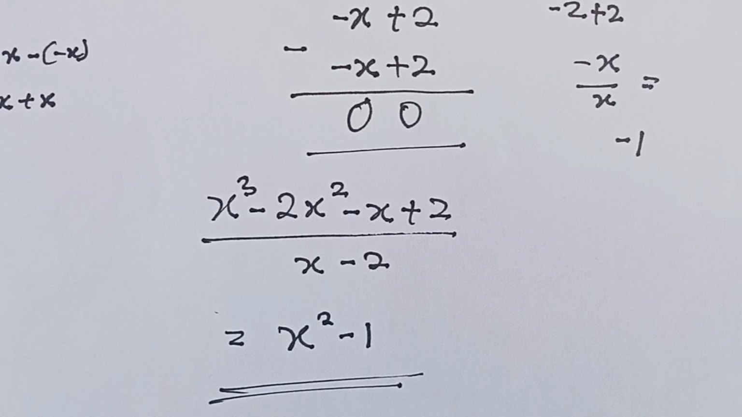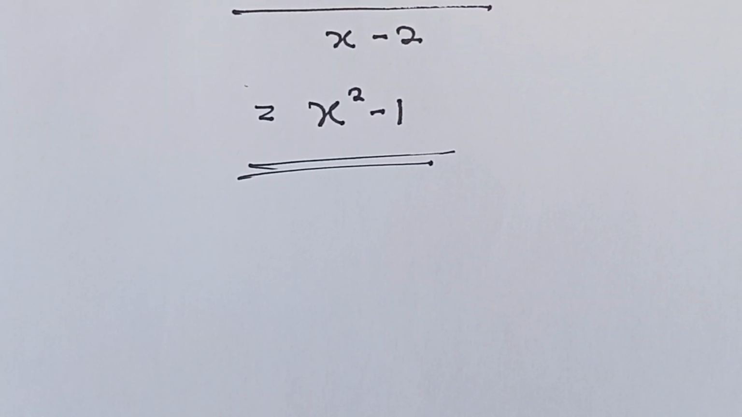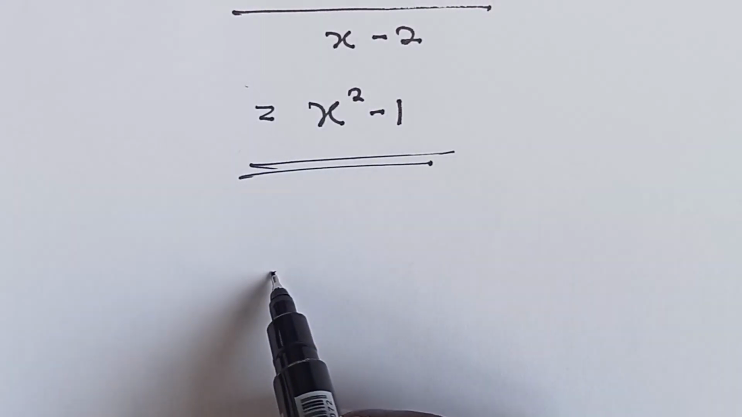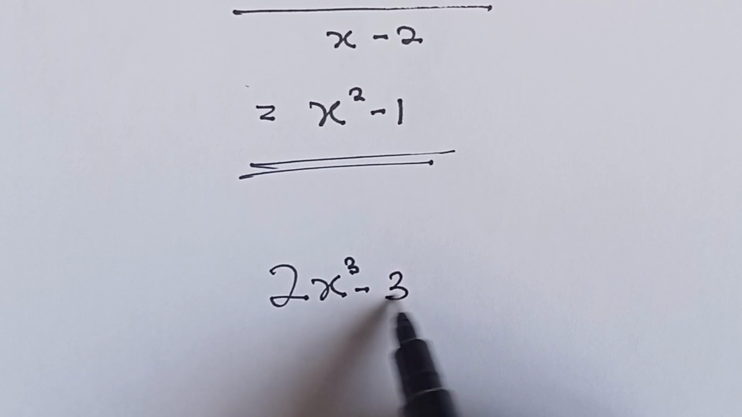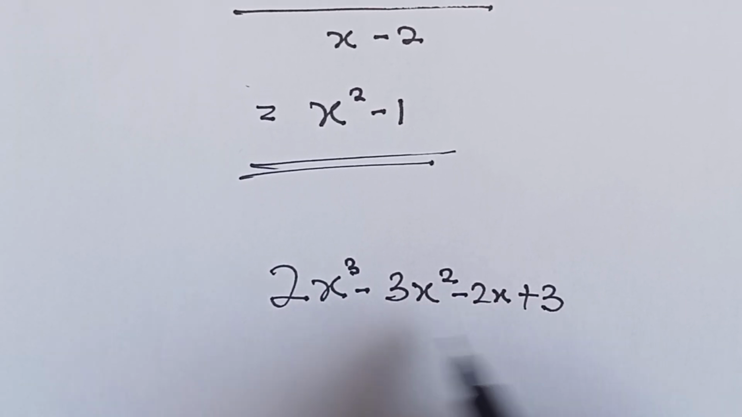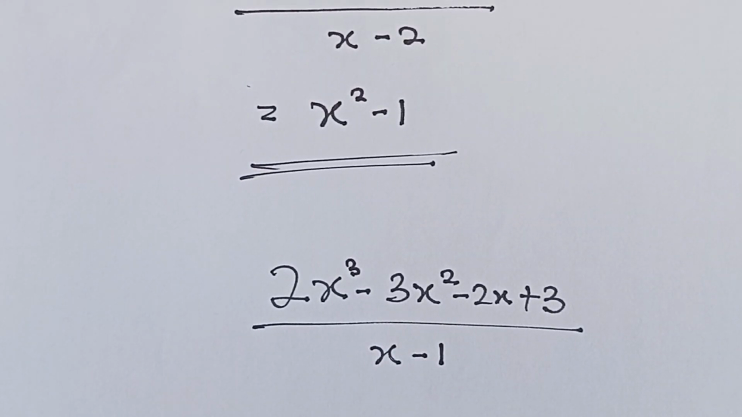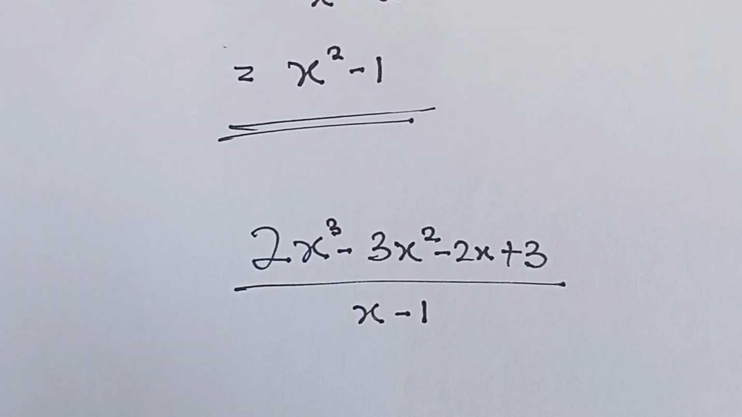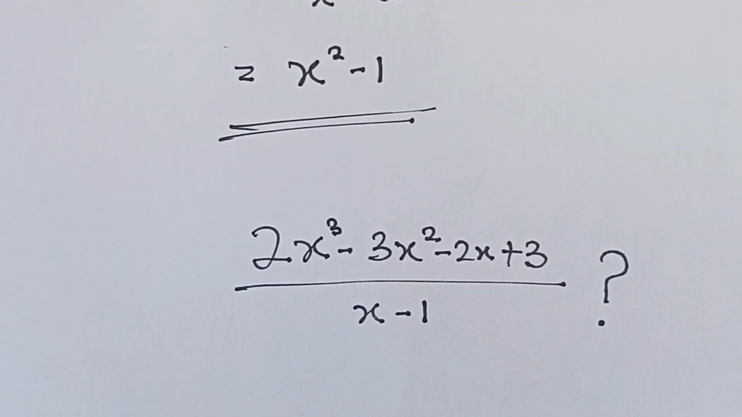Alright, so now what I want us to do is I want us to try this and then write our answer in the comment section. So divide 2x^3 - 3x^2 - 2x + 3 by x - 1. Okay, so let's divide this. We can use long division. So this is what we should try, and drop our answer in the comment section.